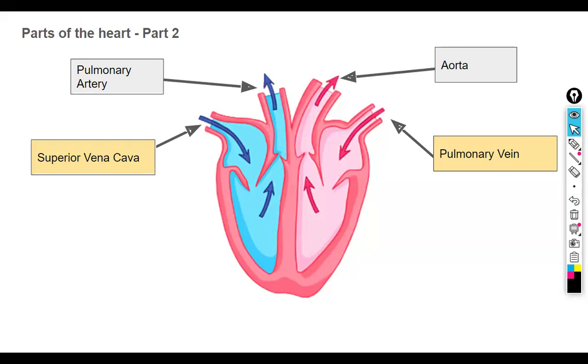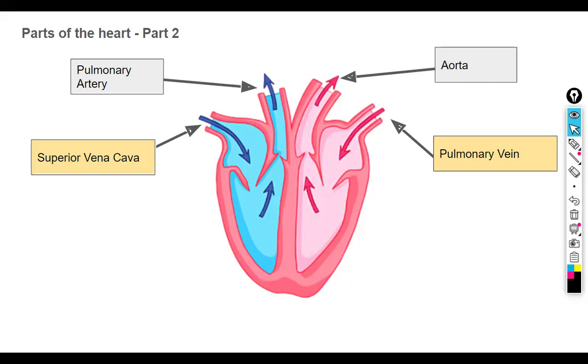So we just learned in the first slide the different chambers of the heart. The top is the atriums, below are the ventricles, and then you have the little vessels that lead into the heart or lead blood out of the heart. You have 4 of them to remember.